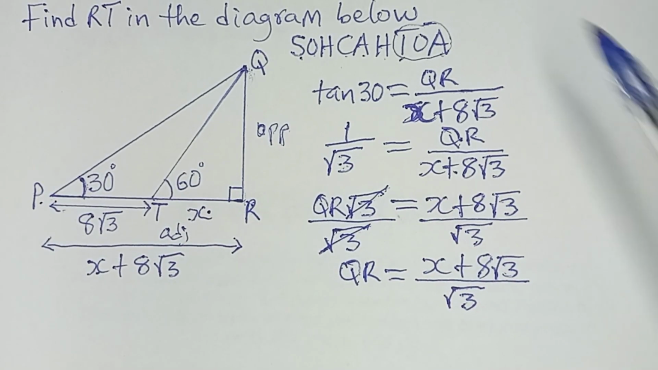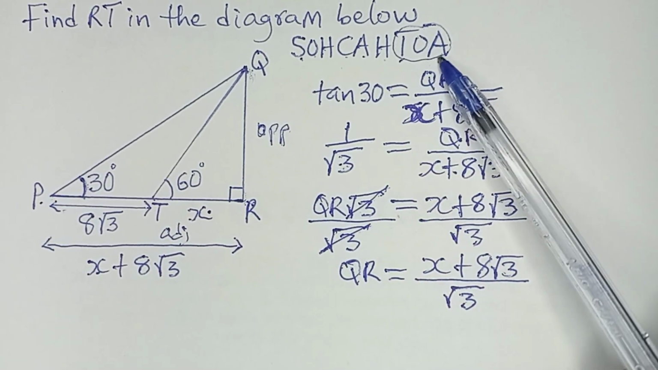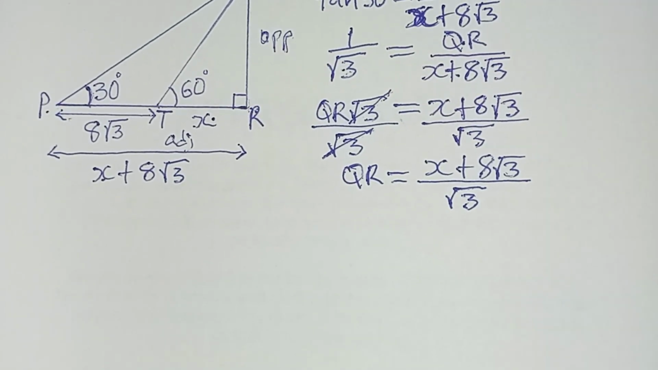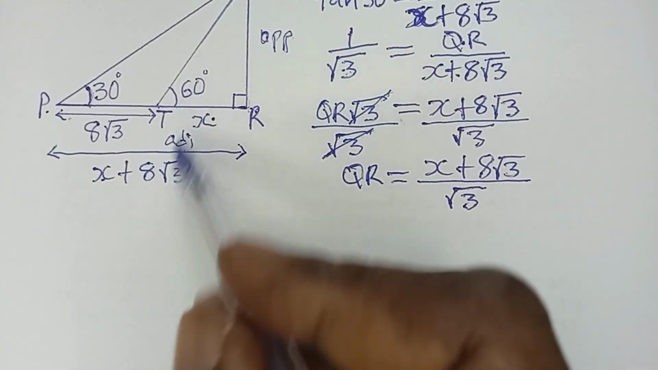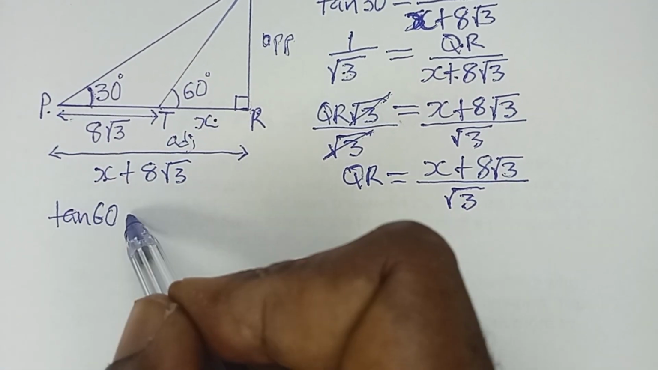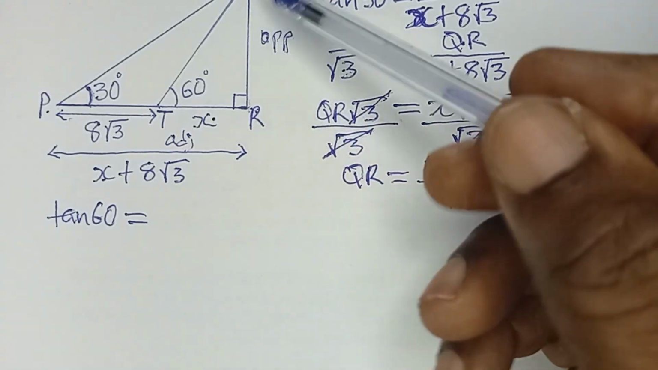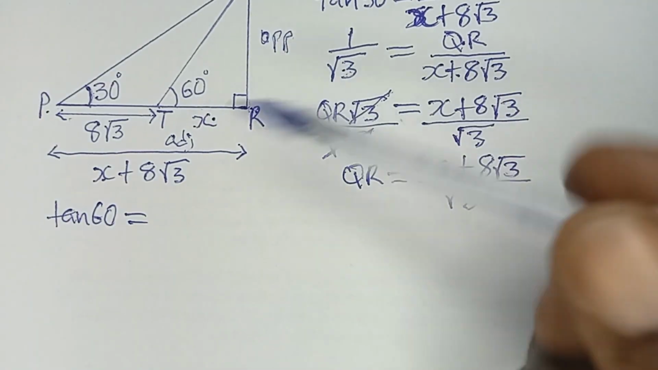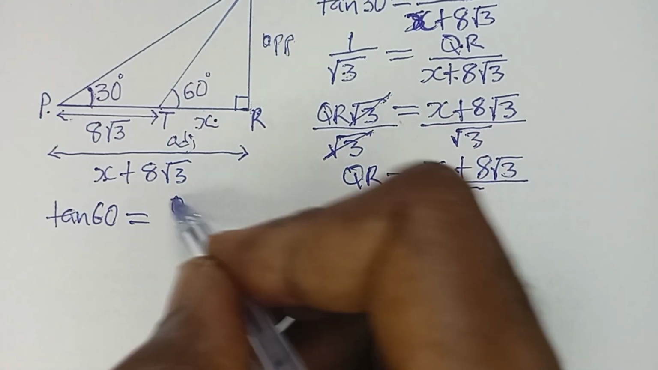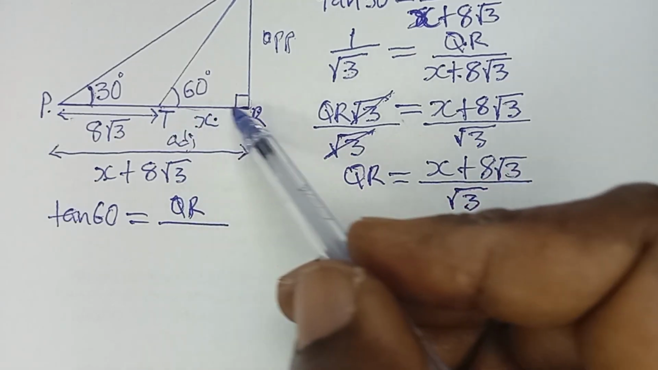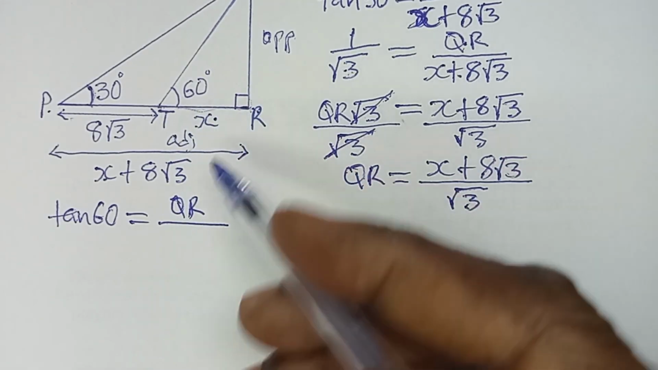Don't forget tan is with respect to opposite and adjacent. So now I'm going to take tan 60 because I'm using the smaller triangle now. Tangent is opposite over adjacent. The opposite side is QR, the side that we're looking for, all over X, the adjacent using the smaller triangle.